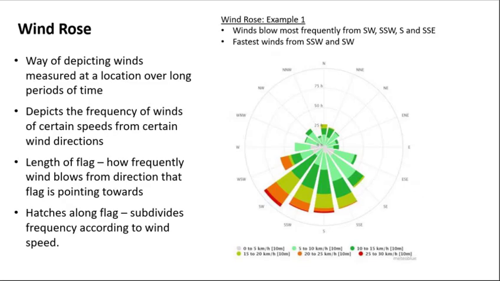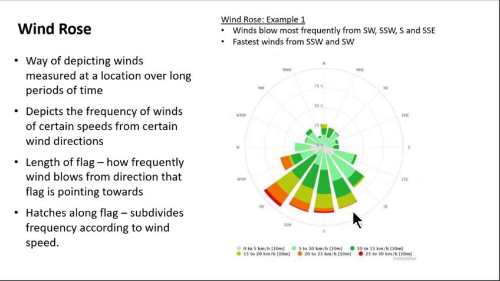It depicts, using flags organized concentrically around a circle, the frequency of winds of certain speeds from certain directions. The directions around the circle indicate the wind direction. The radial distance from the center of the circle indicates the frequency of winds from that direction. Hatches along the flag indicate different wind speeds for winds along a certain direction. The best way to explain this is through example.